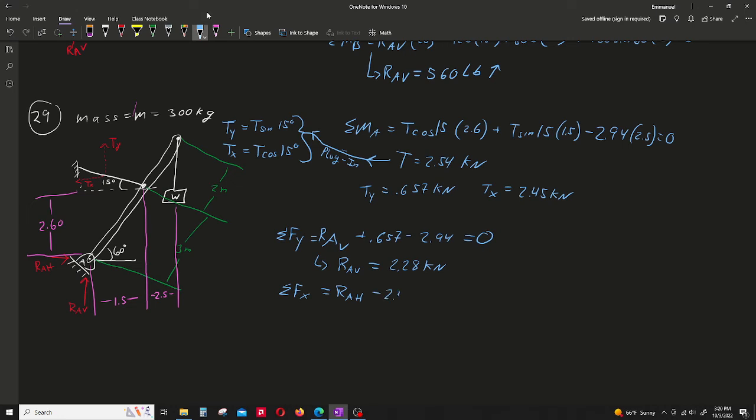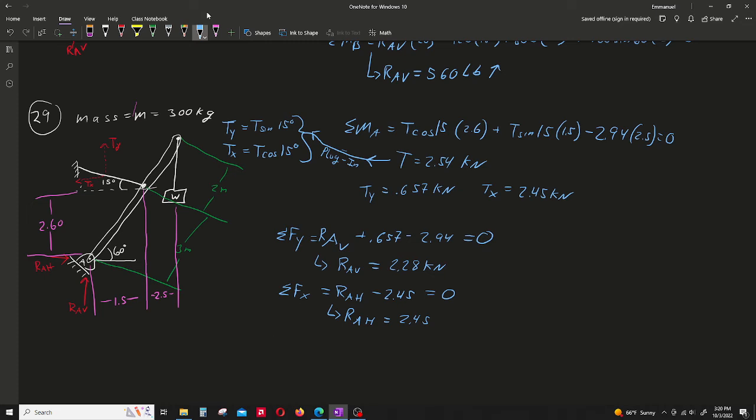Sum of the forces in the x direction is going to be equal to our RAH this time, minus 2.45, which is our tension in the x direction. And then we're going to set all that equal to 0, and then make sure we solve for RA in a horizontal. It's only just RAH minus 2.45. Bring your 2.45 over to the 0 side, and then you just get 2.45. Cool.